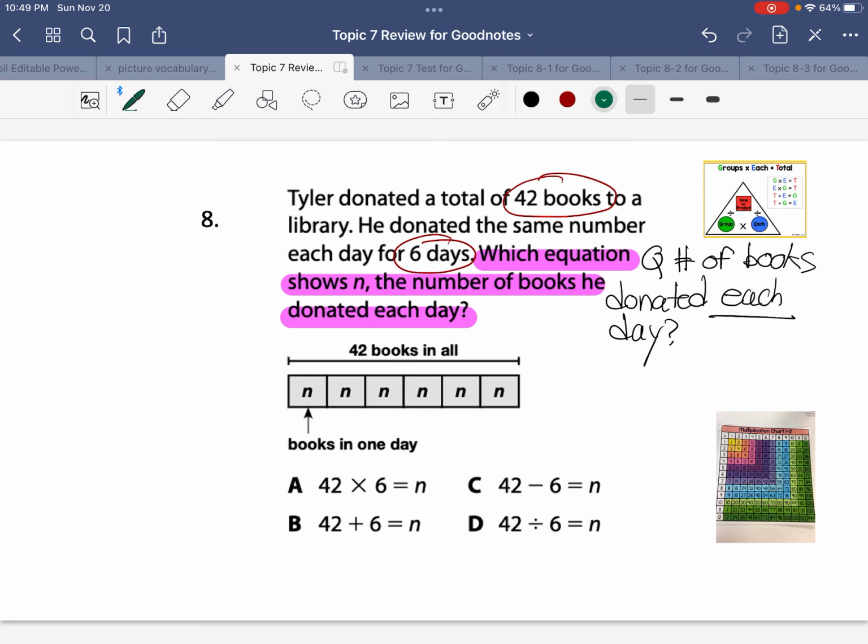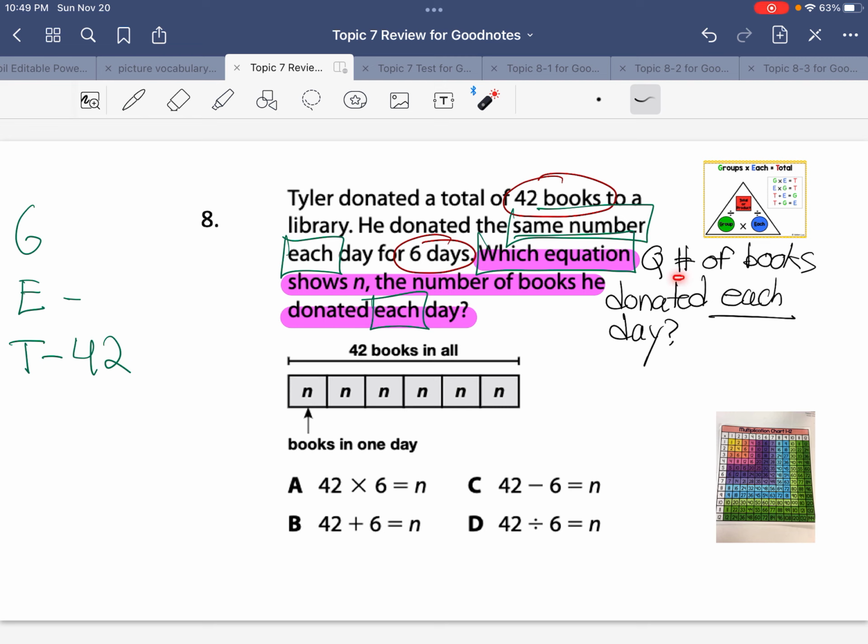Okay, now I'm going to box in my keywords. Same number, each, which equation, each. And I'm going to do my get: groups, each, total. My total is 42. My each, if I look at my question, number of books donated each day, I don't know it. And my groups is my 6 days. So it doesn't want me to solve it. It just wants me to find which equation. So if I know my total, I know my groups, but I'm looking for my each, I'm going to divide. So I'm doing 42 divided by 6, and that answer is D.